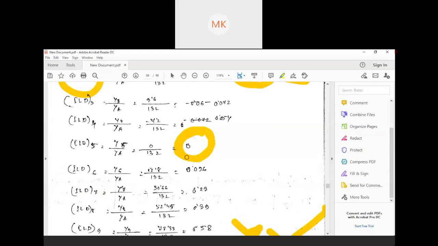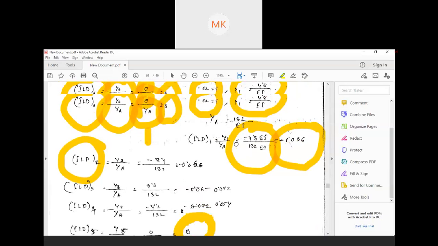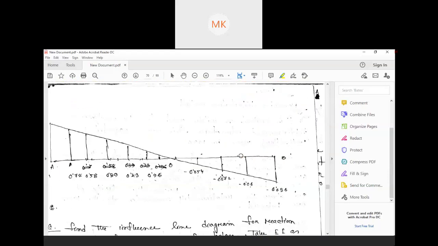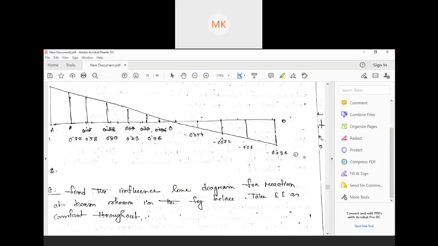See at y5, when you put the value, if this is 0, then after finding this out, you need to draw this diagram. From here you need to start: this is your first point and this is your last ya value, 1. Everything you will get. Okay, just try to do this, you can easily find out these things, it's a very simple thing.